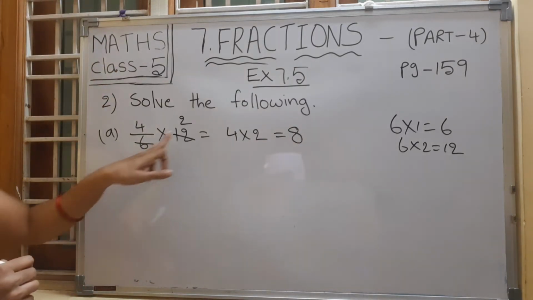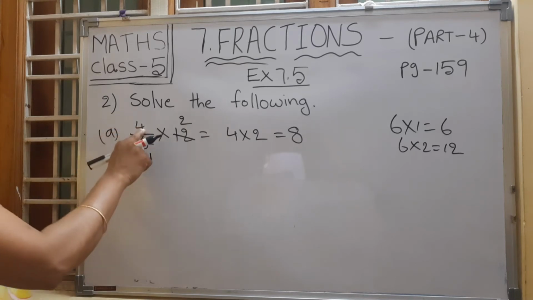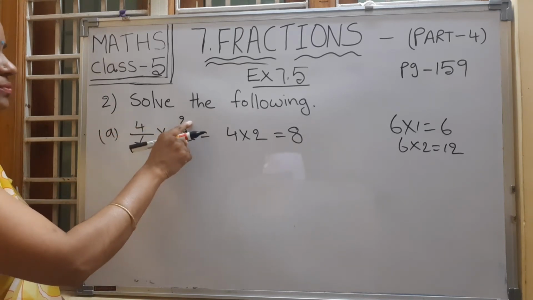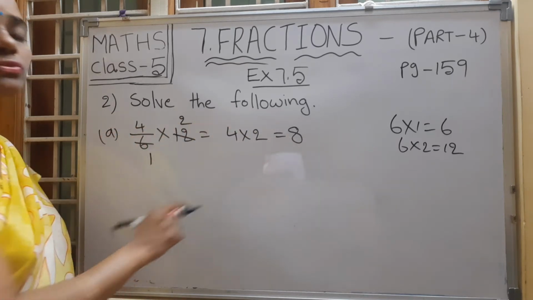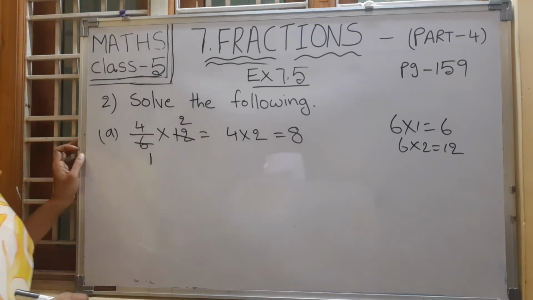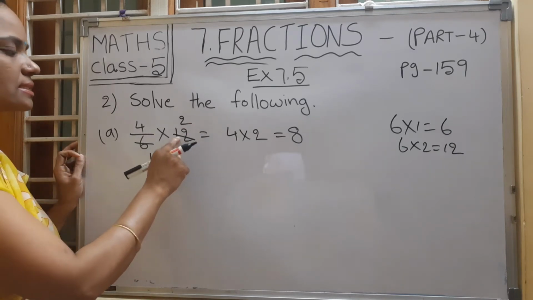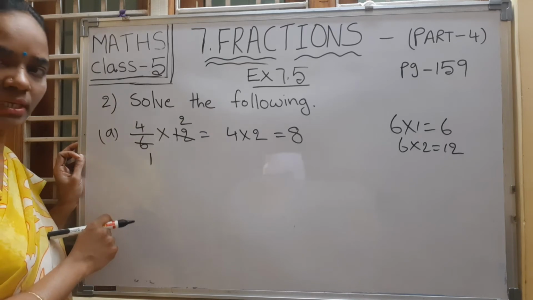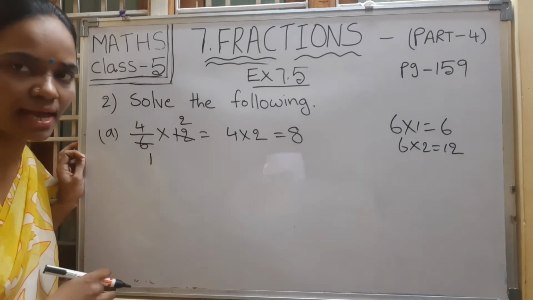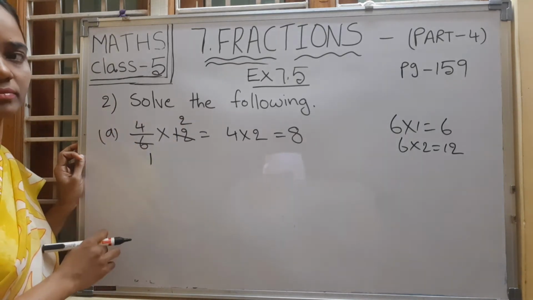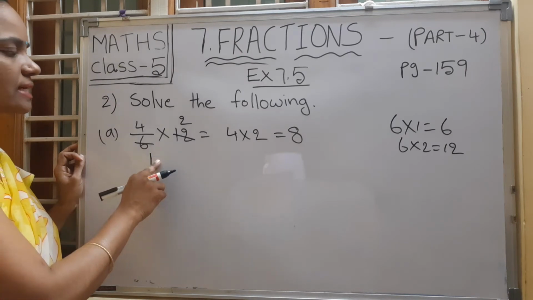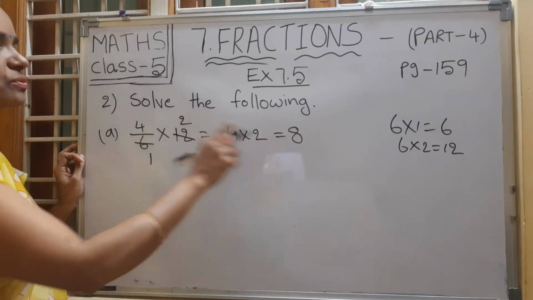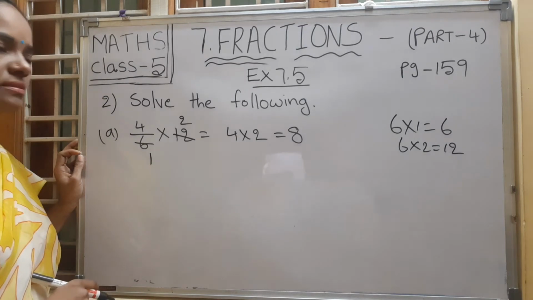6 1s are 6. 6 2s are 12. So remaining numbers are 4 2. 4 into 2, 4 2s are 8. Okay, up and down only we can cancel. 6 1s are 6, 6 2s are 12. 4 2s are 8 is the answer.